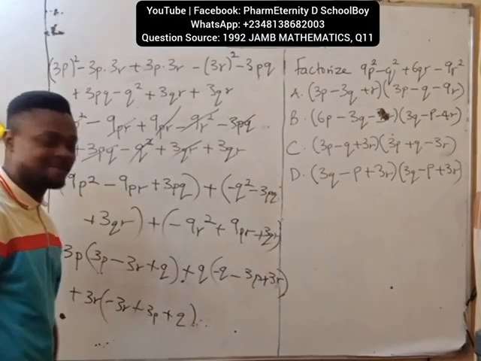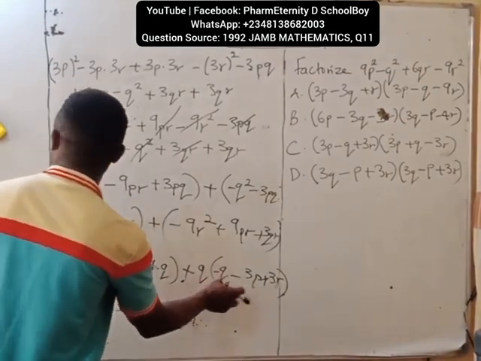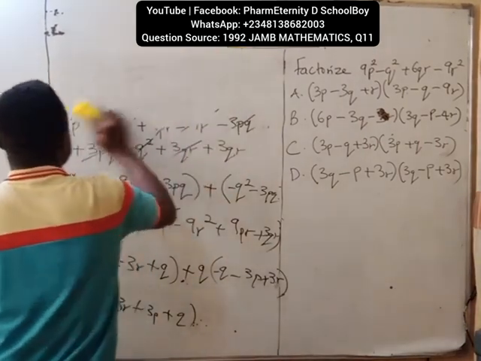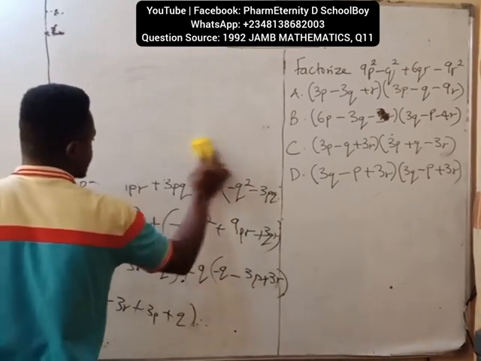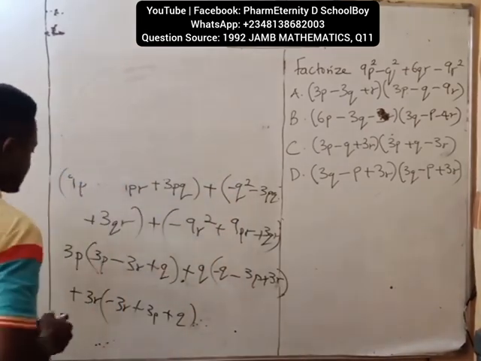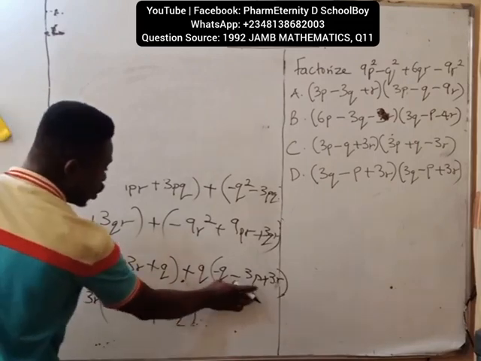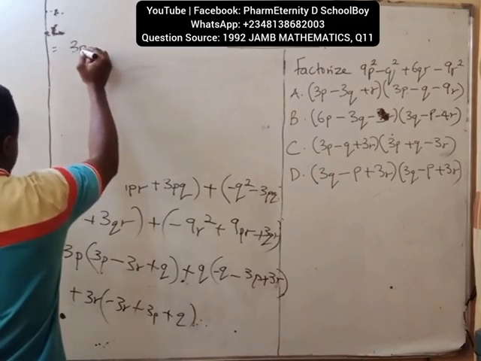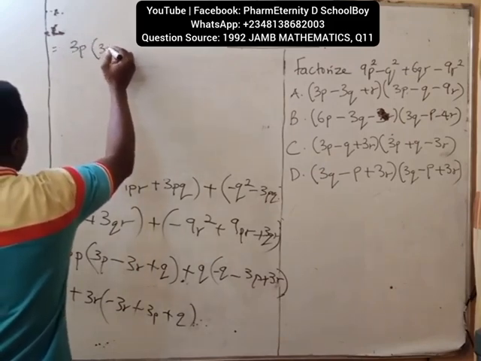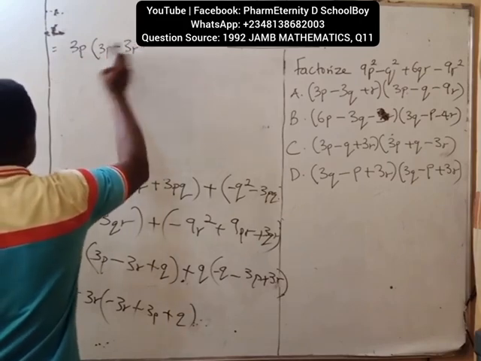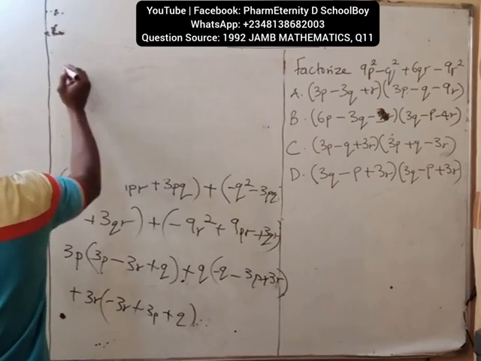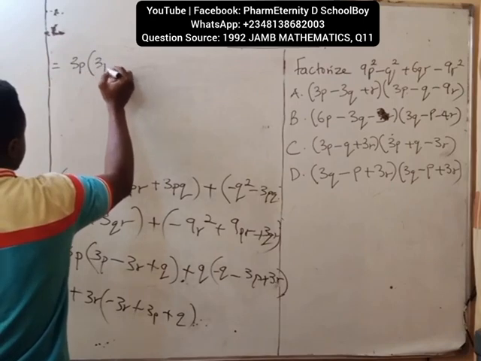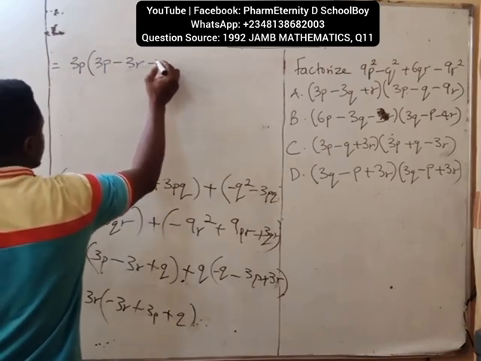So let's work on this one. We factor out the negative sign here. How do you go about it? It's simple. You just change the signs. So to achieve that, the other ones remain. This is the only one we should work on. So this will now become equal to, we have 3p bracket 3p minus 3r. Sorry, this is too high. So this now becomes equal to what? 3p bracket 3p minus 3r plus q.